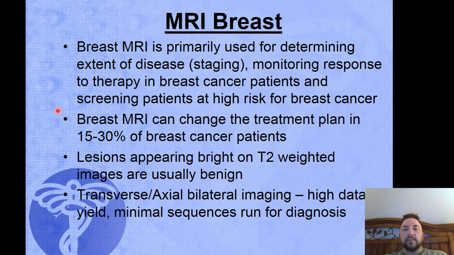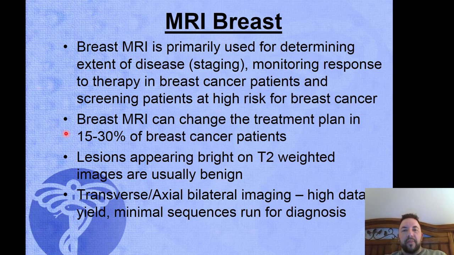Bright T2 images are usually benign. Why are they usually benign? They're more cystic in nature. Again, T2 bright, we look at as being high edema, high fluid content. So lesions that are bright T2 are usually cystic or cystic based in nature, fibrocystic breast, and so on and so forth.